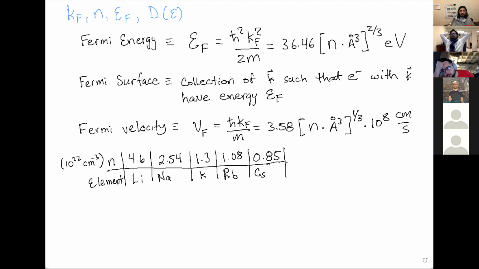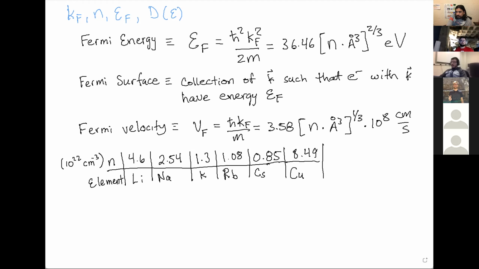Another one that is interesting to look at is copper. Copper actually gives you 8.49. So you can see that copper has way more electrons in density than the other materials. Okay? Those are some of the values that you would find for these particular ones.